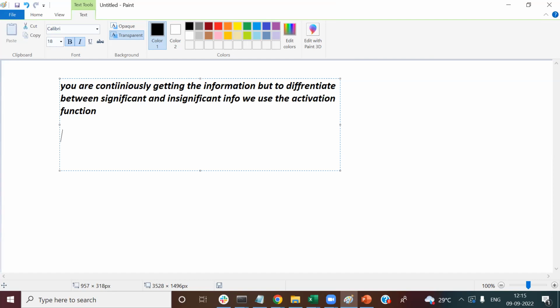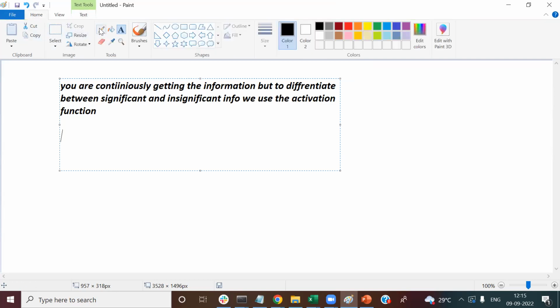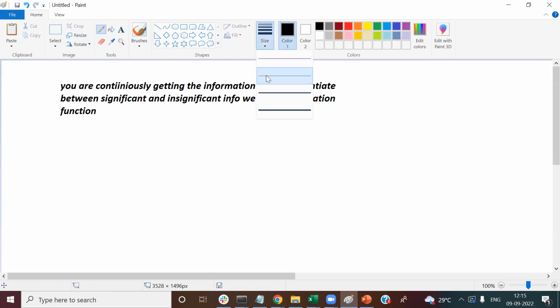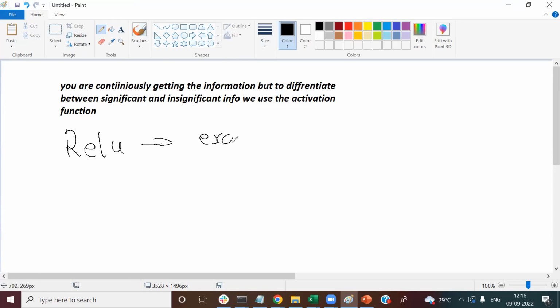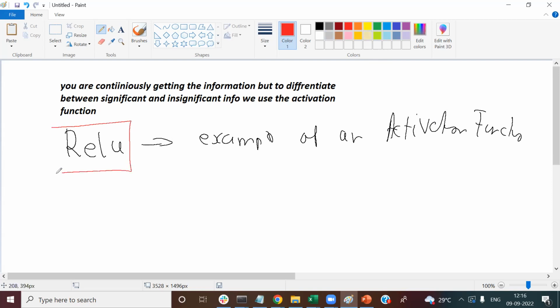Now, till this time, I haven't used any equation or any diagram. Now I am going to enter into a really important thing. That is ReLU. ReLU is an example of an activation function. And guys, please mark this ReLU with very high importance.